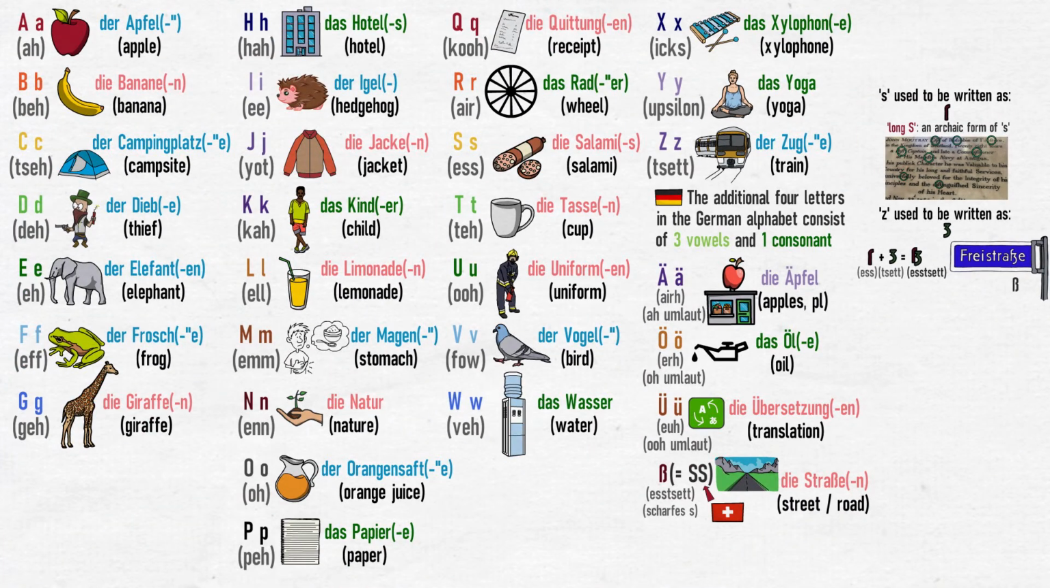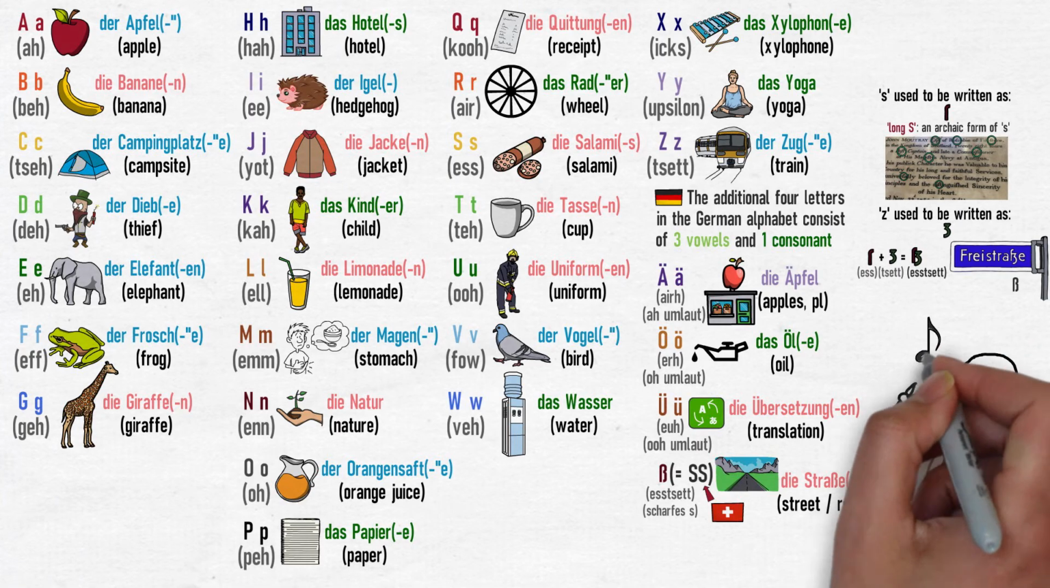The best way to learn the alphabet in German is to learn the song, similar to the ABC song in English.